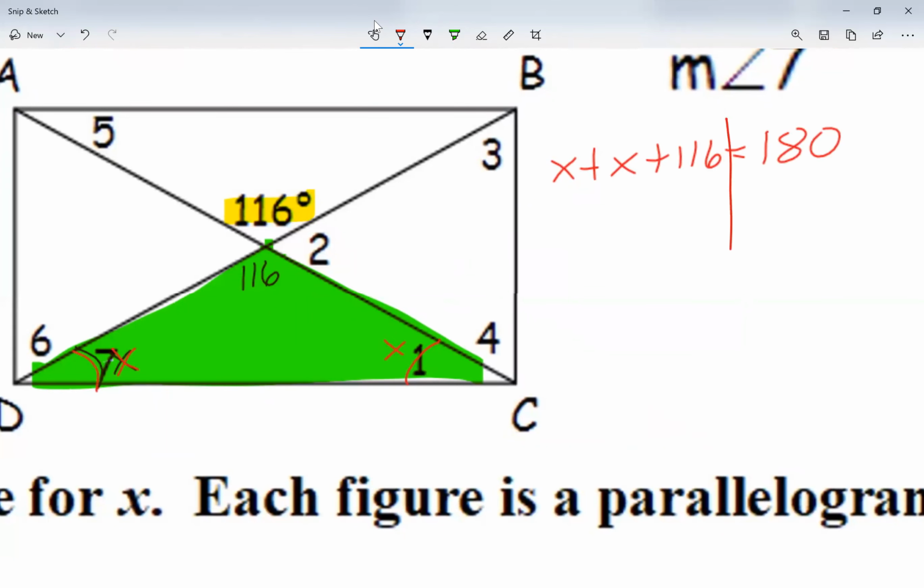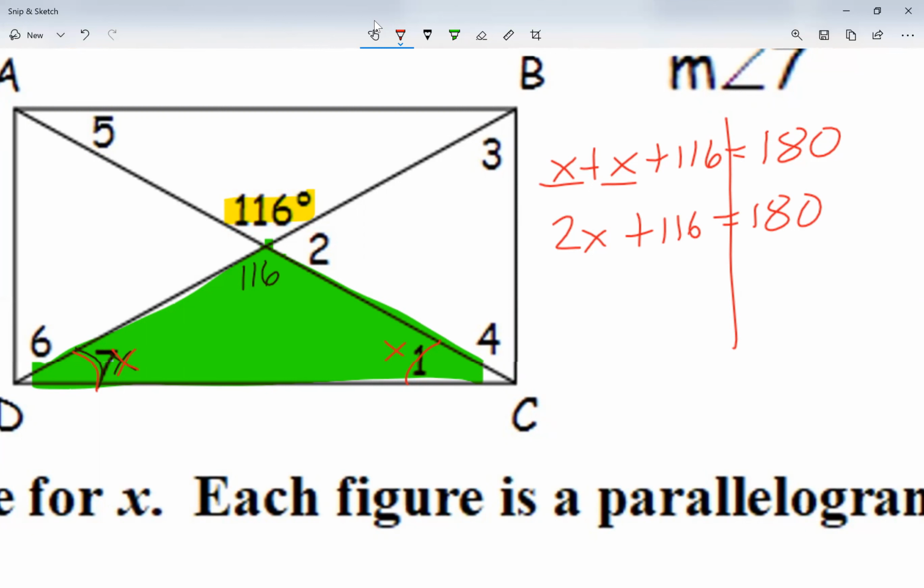All right, so let me separate my sides through the equal sign. On the left side, when I combine my letters, I see 1x plus 1x, so let me just call that 2x, plus 116 is equal to 180. Right, I'm solving for x. The question was find the measurement of angle 7, and I call it x, so I'm solving for x here.